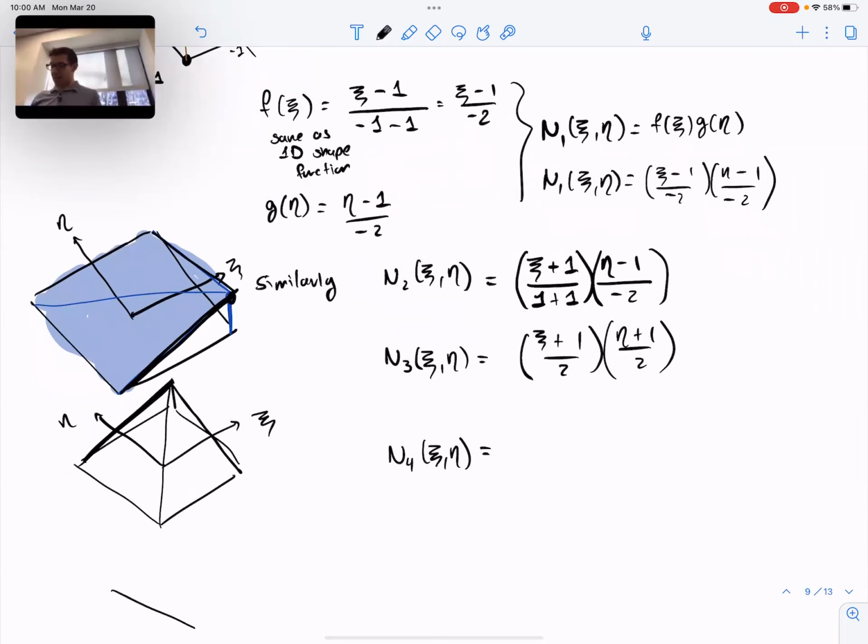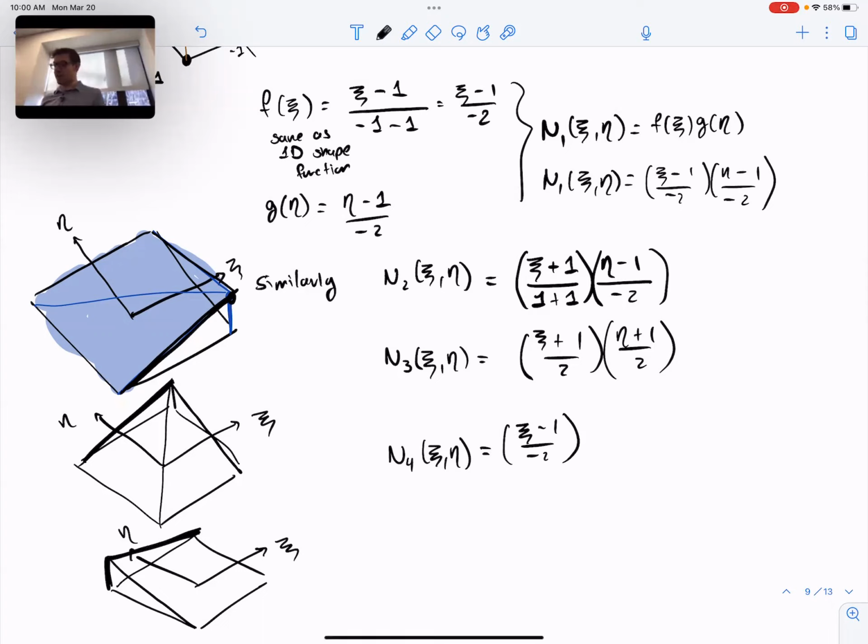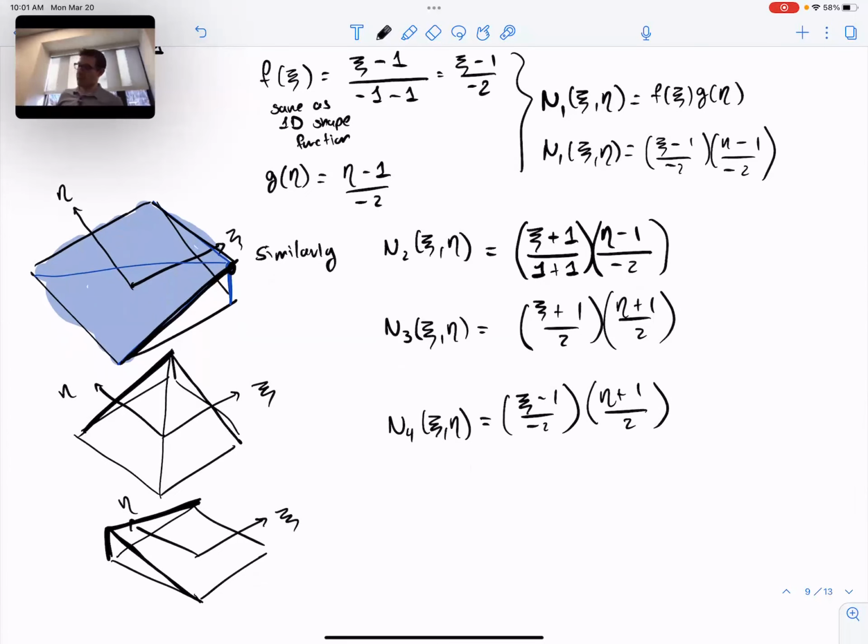And then the last shape function is 1 here and 0 at the other two. So that one should have the negative of the psi, so psi minus 1 over minus 2. So the first shape function of the psi, but it should have the second shape function of the eta. So it should be eta plus 1 over 2. So those are the 4 shape functions of the quadrilateral.